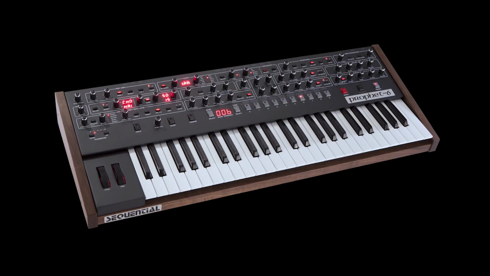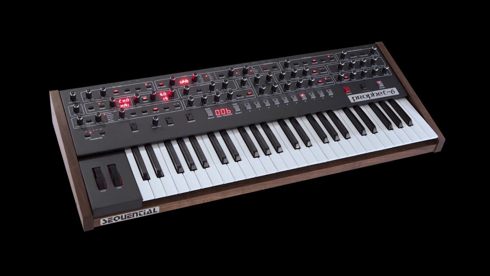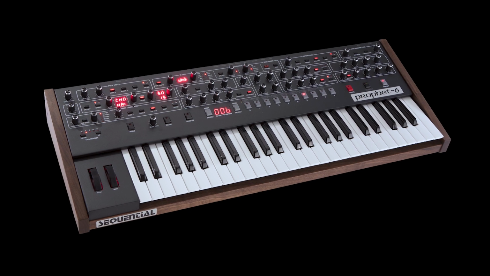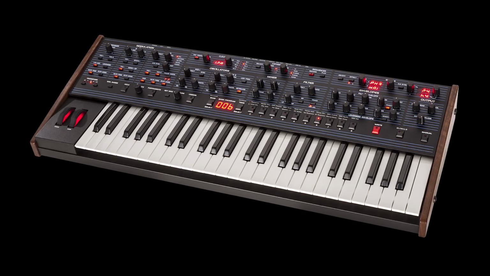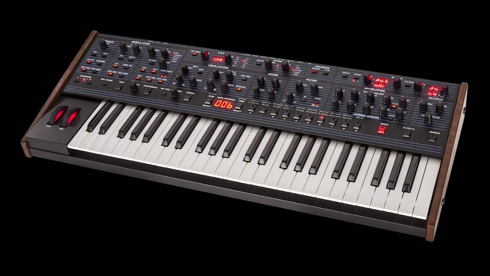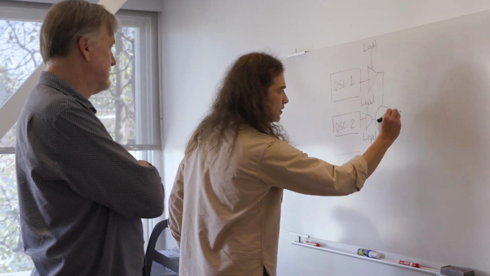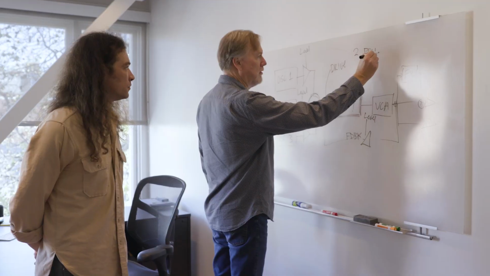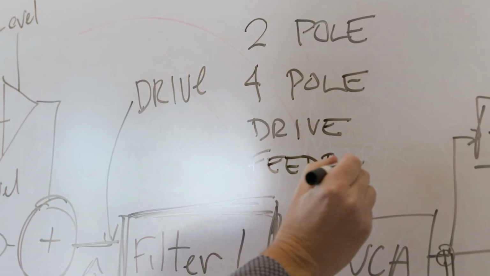In the Prophet 6, we created a platform with a what-you-see-is-what-you-hear user interface. There's no menu diving; everything is right there on the panel. We took that a step farther by making the OB6, giving you that character of the SEM filter. It just became kind of obvious the missing piece of the puzzle was the ladder filter, and it just rounds out that trio of instruments really well.